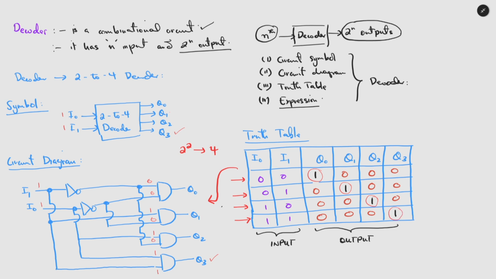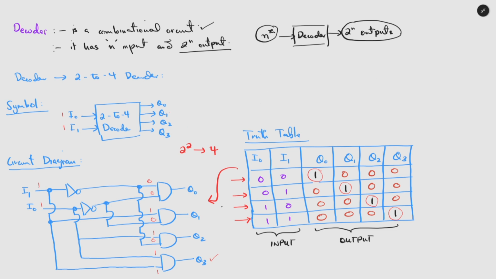So from this second diagram we can generate the truth table, and by using this truth table we can also generate the second diagram. Now we will move on to the expression. How can we generate the expression of this particular 2 to 4 decoder? And finally we will give an example of this particular 2 to 4 decoder, and why we need such a decoder in an electrical or digital circuit.